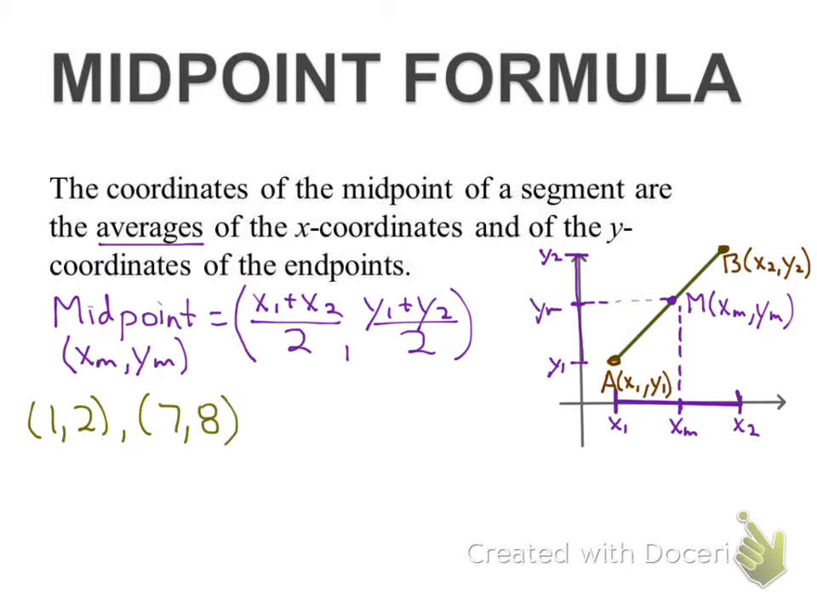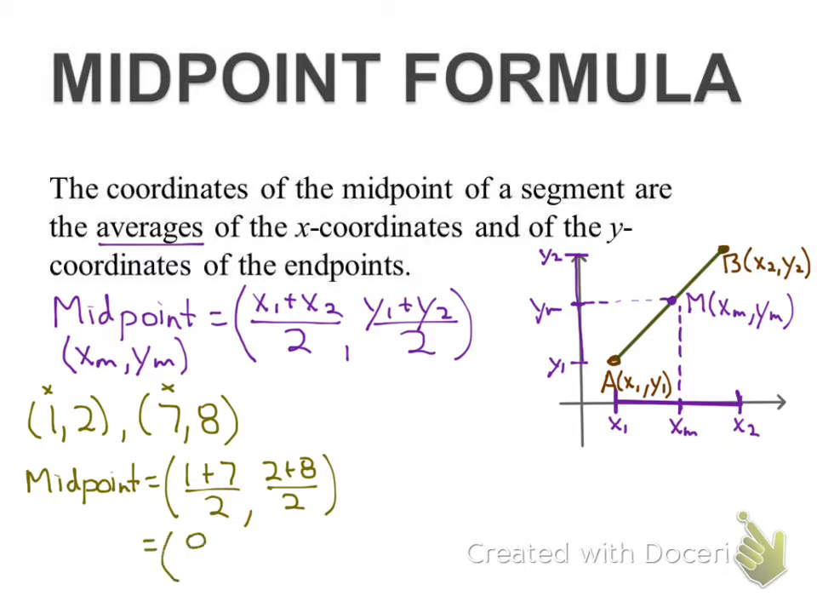If I have 1, 2, and 7, 8, I have to first pay attention to my x values. My x values are 1 and 7. So my midpoint is going to be 1 plus 7 over 2. And then my y values, 2 plus 8 over 2. I get 8 over 2 and 10 over 2, which gives me 4, 5. 4, 5 is the middle of 1 and 7, and 2 and 8, so that is my midpoint for those 2 points.